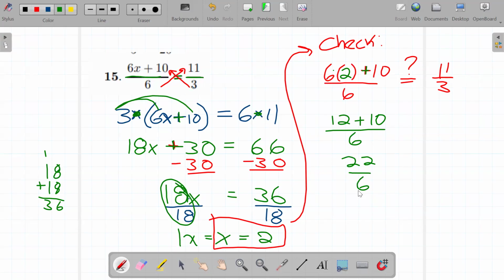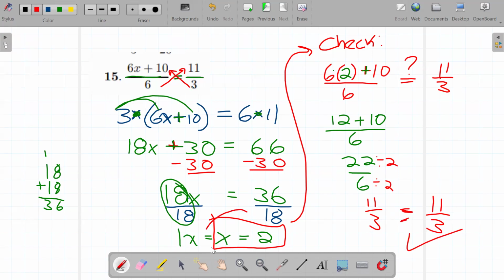And I can reduce 22 over 6, excuse me, because they are both even. So I'm going to divide by 2. 2 goes into 22, 11. 2 goes into 6, 3. That equals the 11 thirds that was on the other side. And so this does check.